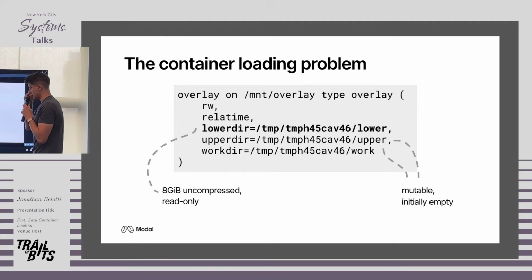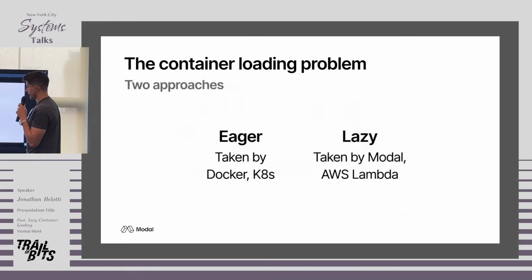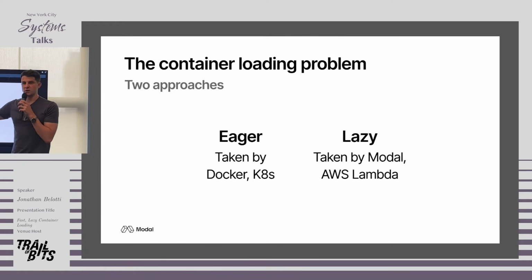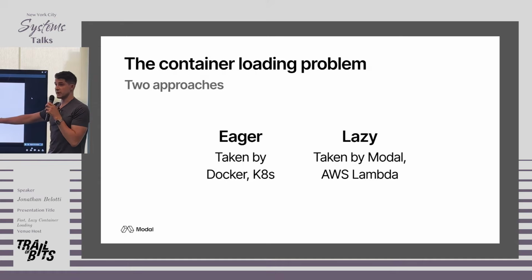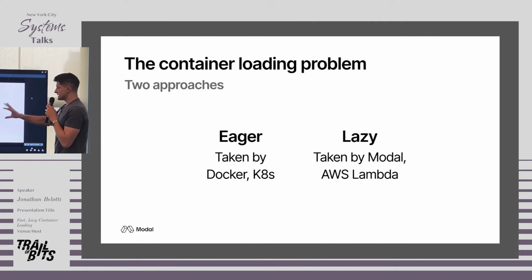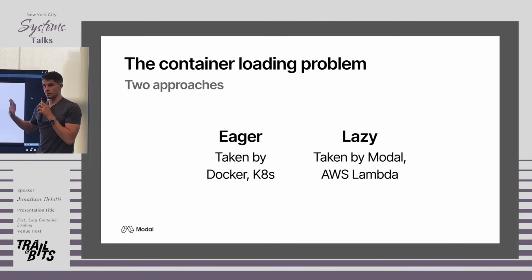Traditionally, the approach you would take to starting a container and preparing the container file system is the eager approach. This is the approach you're going to get if you're running basically vanilla Docker or Kubernetes. You can customize these things to not do this, and many people do, in response to the very same pressures that Modal is experiencing. But this is your typical approach. You'll probably find this on your laptop. The lazy approach is very different, and that's what's taken by Modal, but also by AWS Lambda. I'll explain at a high level how those two things are different.